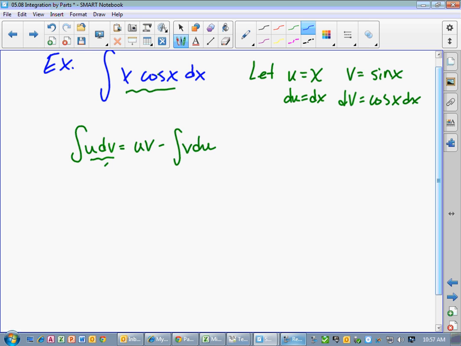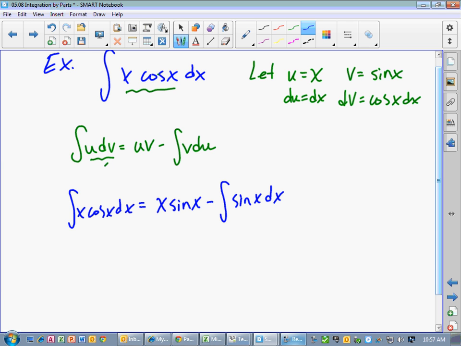Okay. So the integral of x cosine x dx equals, well, my u, coming back over here, u was x, v was sine x. So uv would be x sine x minus the integral of v du. Well, v was sine of x, and du was dx.